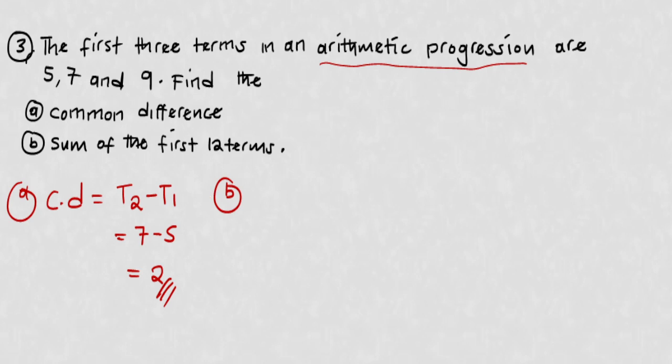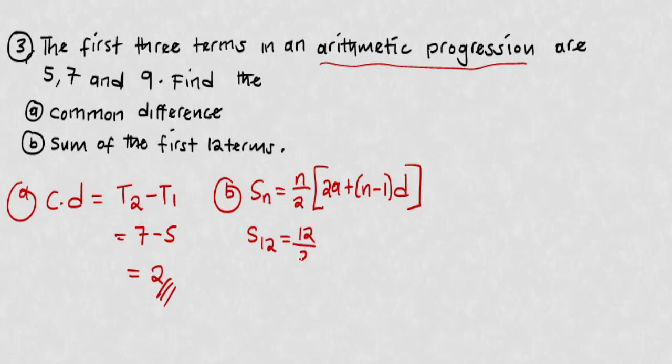Now remember, the formula that we use for the sum of n terms of an AP is the following: n over 2, then you open 2a, then plus (n minus 1) d, then you close. We're looking for the sum of the first 12 terms, where n is 12, so this would be 12 over 2, then 2a. Now a is the first term. If you check in here, the first term is 5. So this will be 2 multiplied by 5 plus n, which is 12, minus 1. The common difference is 2.